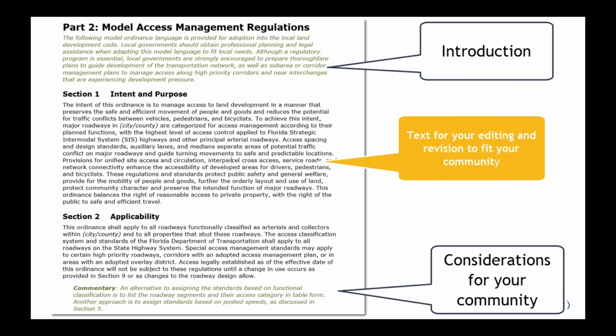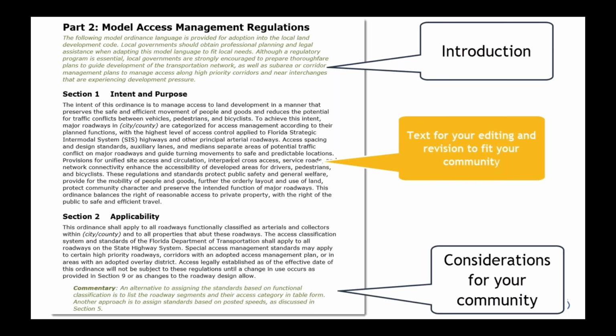The intent and purpose statement was revised and updated to show really this is a multimodal issue, and it also is an issue of not only access control on major roadways like the SIS highways, but it's also an issue of enhancing the accessibility of developed areas, and that connectivity of the network is so important for that, and that's some of what happens in the local government side of access management and the site access and circulation and so forth.